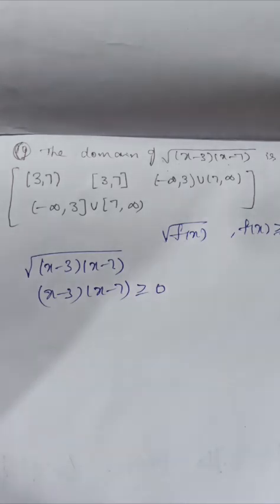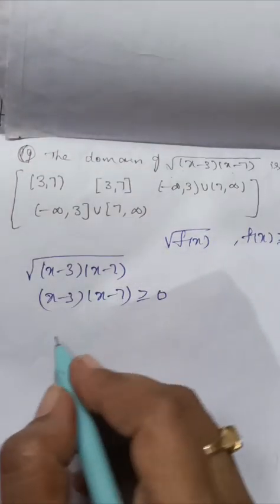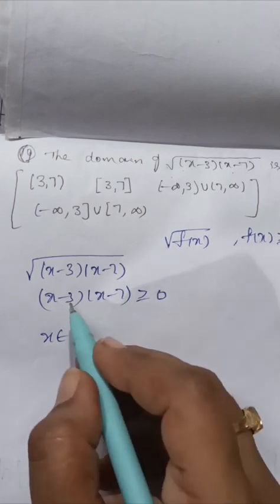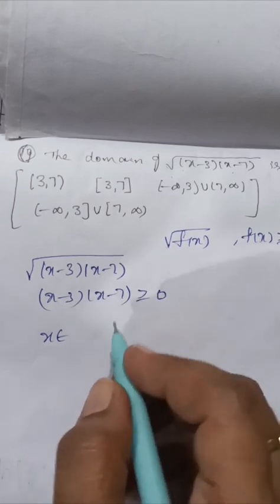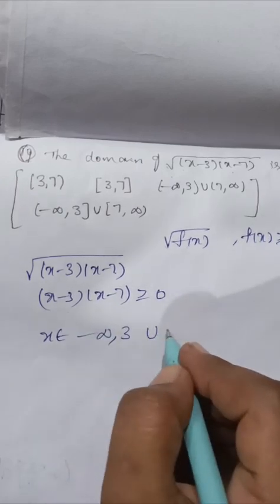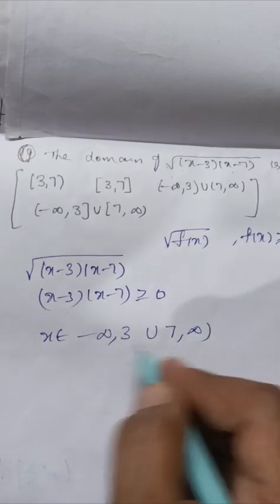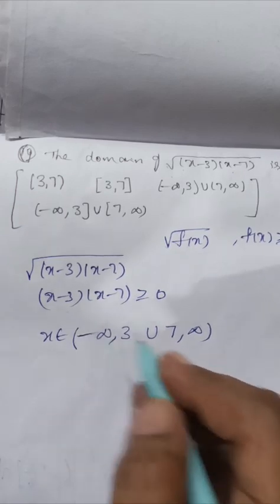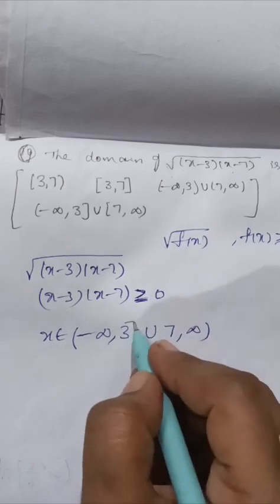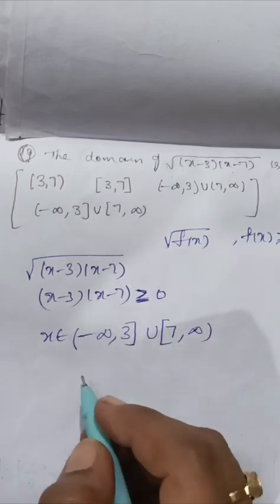Okay, for this the answer is x belongs to these x values. 3 is the small number and 7 is the big number. So minus infinity to 3 union 7 to infinity. For infinity always open bracket, and here the equal symbol is there, greater than or equal to. So take closed bracket for 3 and 7.